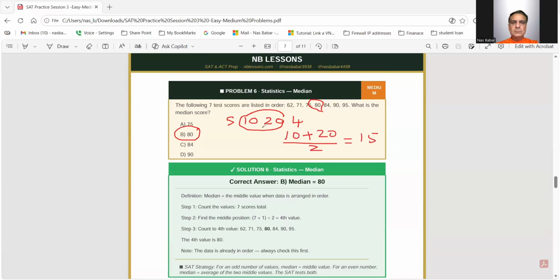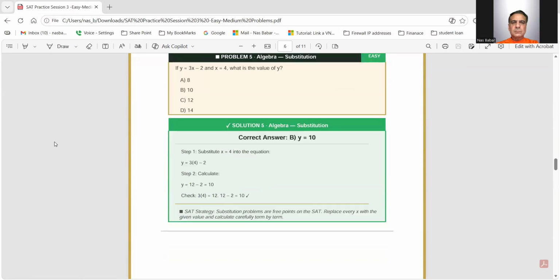So my friends, basically the trick over here is to always count how many numbers are in the list. If the number is odd, you pick the one in the middle. If the numbers are even, you pick the 2 in the middle and divide by 2, and you will get your median. Okay. So let's go ahead and clear the board, and then we move on to the next question.